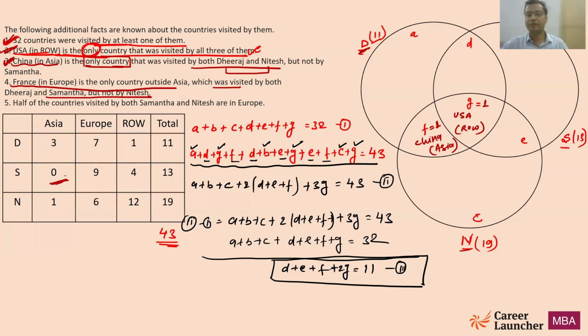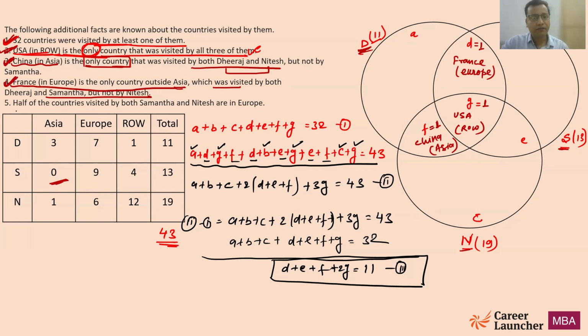Look at the table we have. So France in Europe is the only country outside Asia which is visited by both Dheeraj and Samantha. Right, so this is Dheeraj, this is Samantha. Now I can say D is equal to 1. D is the only one, and that country is France. This country is France, and France is in Europe. Right, we're done with this. Now the fourth statement is also taken care of.